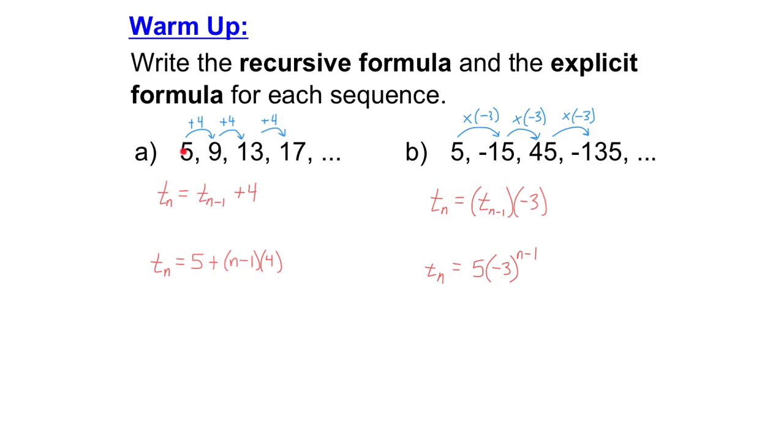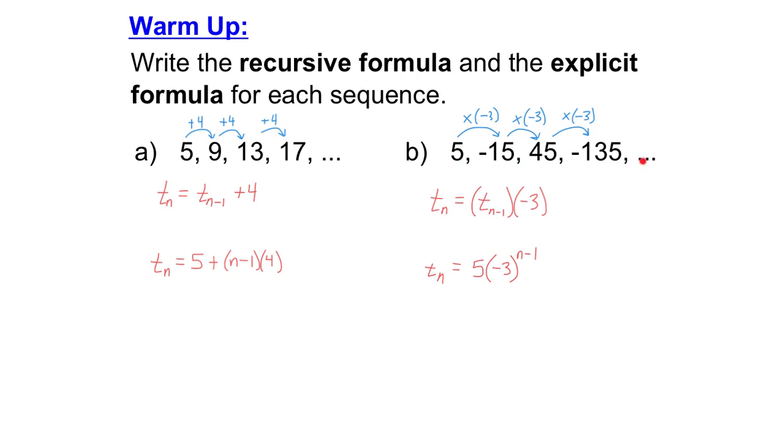The first sequence is an arithmetic sequence because I have a common difference between each term in the sequence. So to find out the term value, you take the previous term and add 4. That's what is happening here. So that's the recursive formula. To find the term value, it's the previous value plus 4. But if I want the explicit formula, I'm starting with 5 and I'm adding 4 n minus 1 times. So Tn, the term value, is equal to 5 plus n minus 1 times 4. That would be the explicit formula.